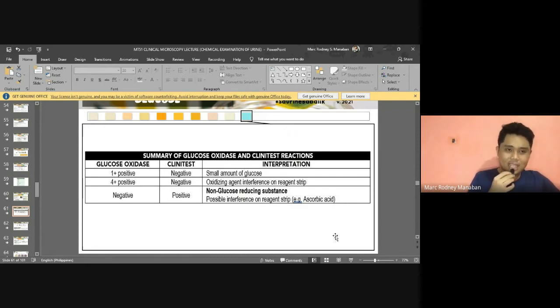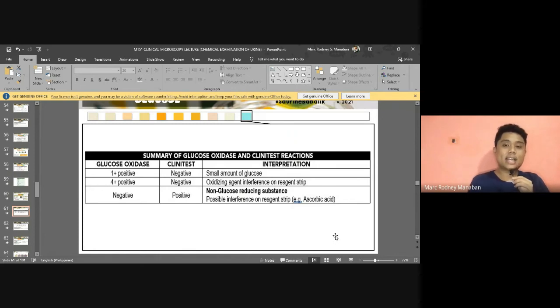Remember that in the clinical test, if it is glucose, dears, given your positive glucose oxidase, it should also be positive on the clinical test. If glucose is what was detected. Because remember, glucose is a reducing agent. And your glucose oxidase for the reagent strip method is highly specific for glucose. So if it is positive on glucose oxidase, and it is also positive on the clinical test, then that indicates glucose is the cause.